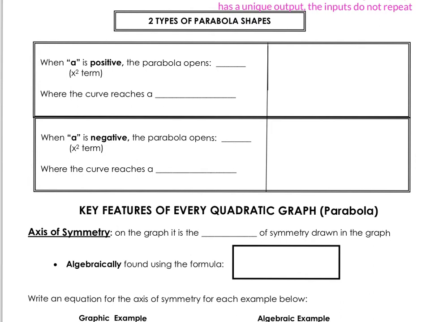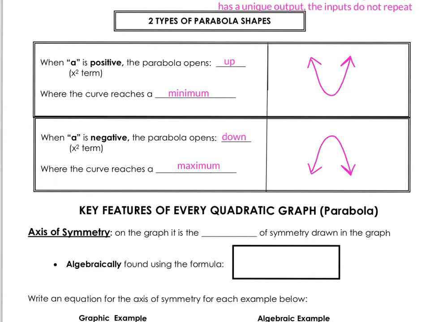There are two types of parabola shapes. There's one when the a value is positive, which means the parabola will open up, and the curve will reach a minimum value. That's whenever the a value is positive. It will look like this, something along those lines. And then the other option is when the a value is negative, meaning that the parabola will open down. This is when the curve will reach a maximum.